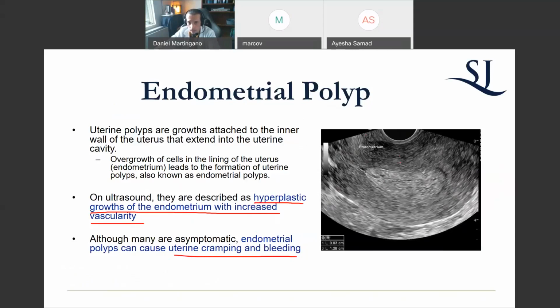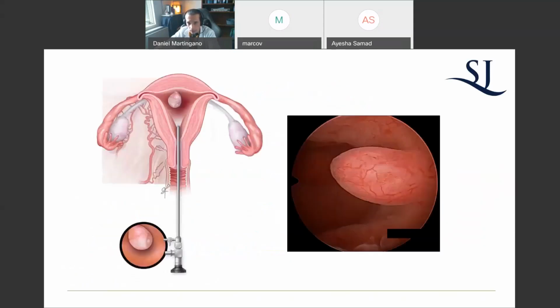I'll get back to the ultrasound images, but the polyp will develop in the endometrium, and then it will hang down into the cavity because it has increased vascularity. Kind of what these images show. This is a hysteroscopic image. Hysteroscopy is when we put a camera into the uterus through the vagina and take a look. This is what a polyp looks like. You can see that it's a growth on the endometrial lining. You can appreciate there's increased vascularity here, so it can bleed.